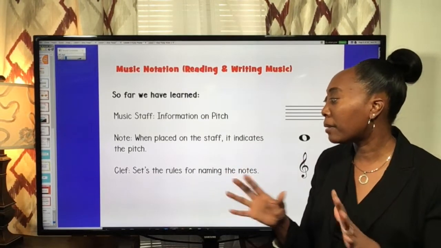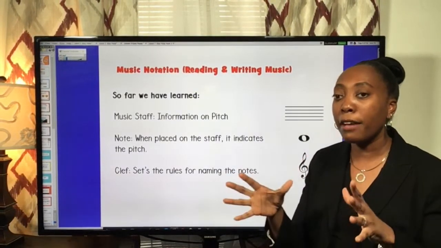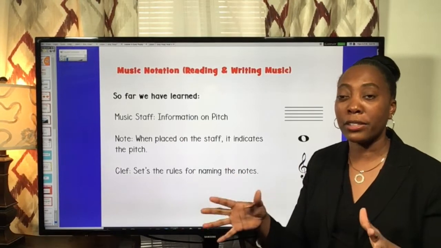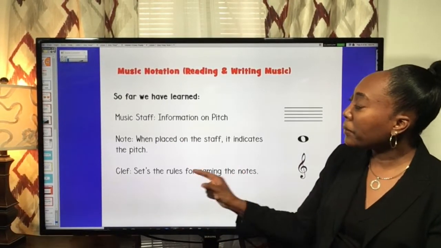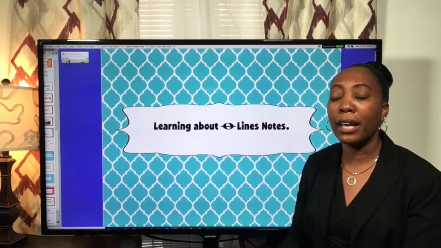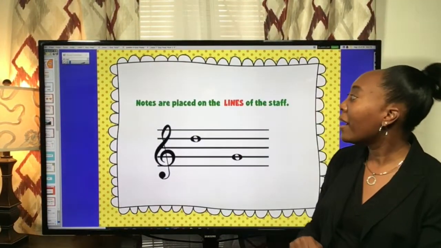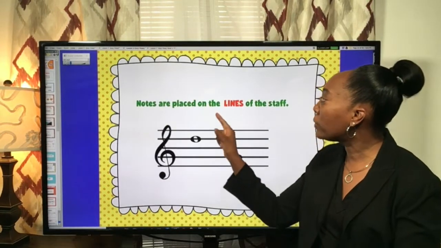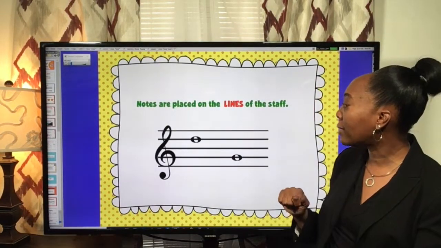And that's really what the most important thing is. The clef is going to tell us the pitch, okay? All right, so now let's learn about line notes. Let me hear you say line notes. Good. All right, now notes are placed on the lines of the staff.